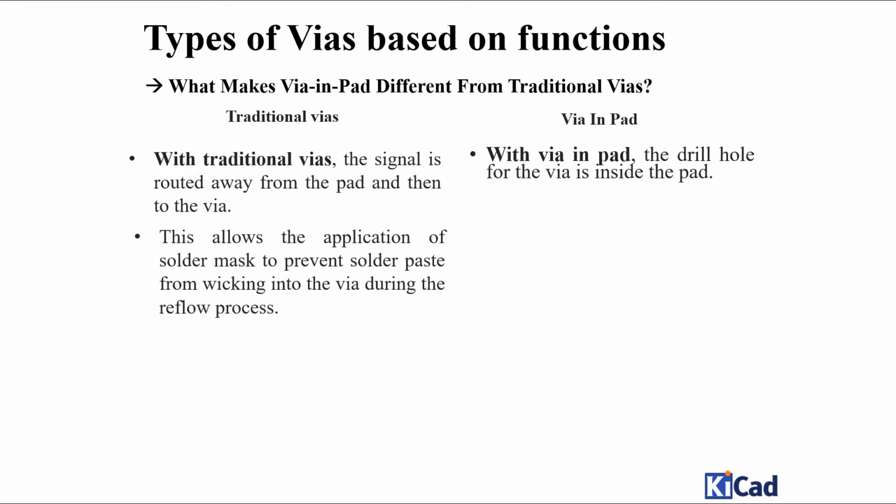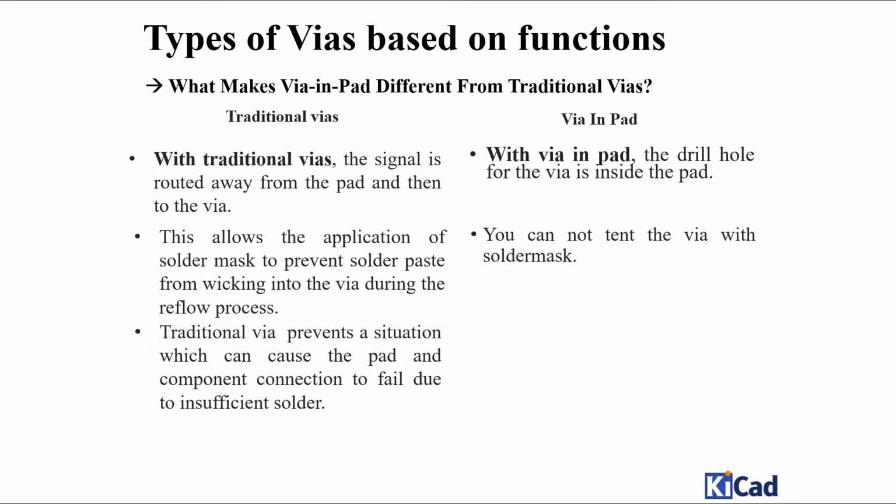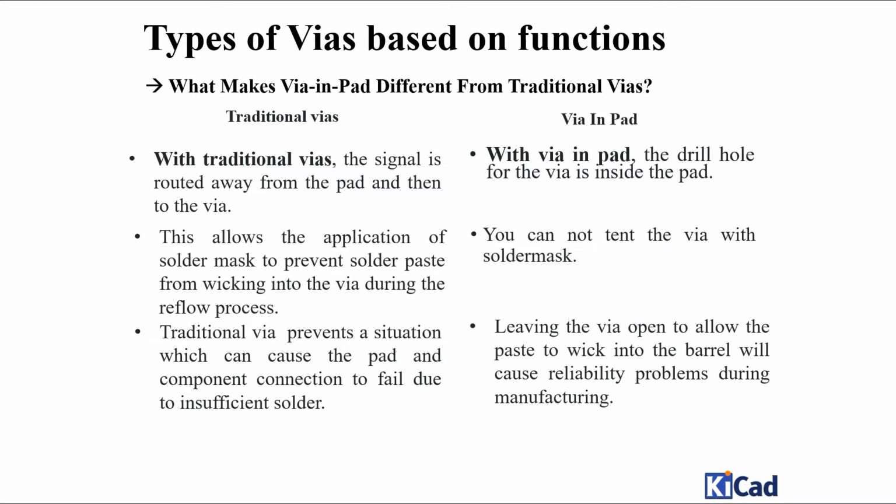Traditional via allows the application of solder mask to prevent solder paste from wicking into the via during the reflow process. And in via in pad, you cannot tent the via with solder mask. In the coming slides, we will discuss the tenting of the via. The traditional via prevents a situation which can cause the pad and component connection to fail due to insufficient solder. While in via in pad, leaving the via open to allow the paste to wick into the barrel will cause reliability problems during manufacturing.